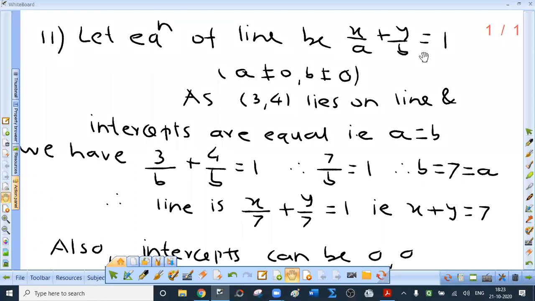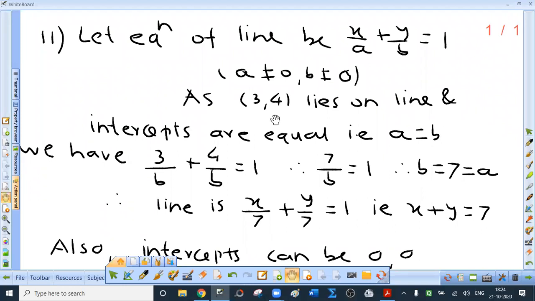Sum number 11: find the equations of the lines containing the point (3, 4) and making equal intercepts on the coordinate axes. As two intercepts are mentioned, I begin with x/a + y/b = 1, and here I assume that a is not 0, b is not 0, because I have written a and b in the denominator. Now, (3, 4) lies on the line. Many students say that as (3, 4) lies on the line, the equation is x/3 + y/4 = 1. That is wrong, because (3, 4) are the coordinates x, y.